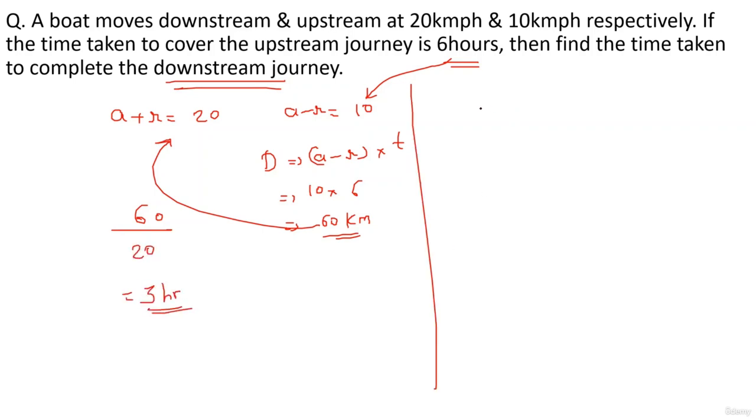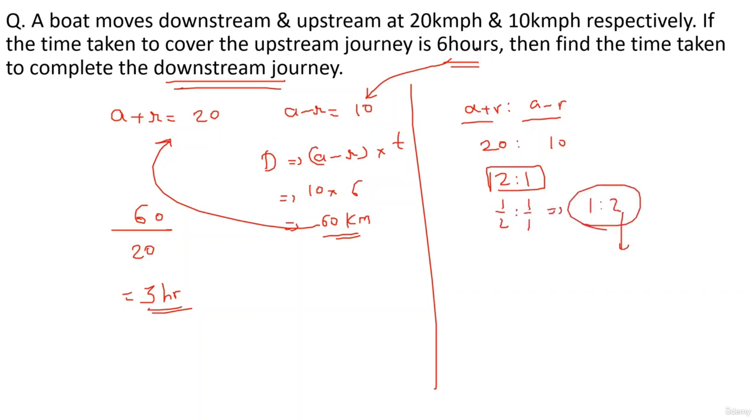We know that the ratio of the speeds downstream to upstream is a plus r to a minus r, which in this case will be 20 to 10, right? So the ratio is basically 2:1. Now the ratio of the speeds is 2:1, and the distance traveled is the same. To find the time taken for the downstream journey, since the distance is the same, what will the ratio of time be? We saw the ratio of time is 1/2 to 1/1. This basically is 1:2, where 2 is the time for the upstream journey, which is 6, right? If 2 corresponds to 6, then 1 corresponds to 3 units. So 3 hours is the time taken for the downstream journey. It's as simple as that.